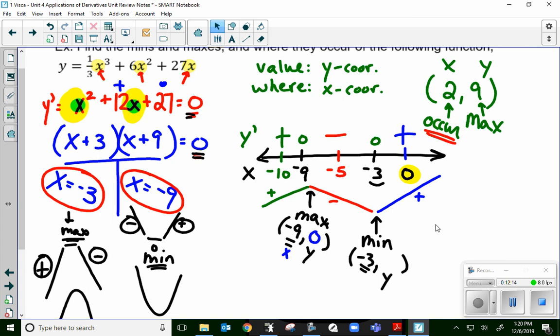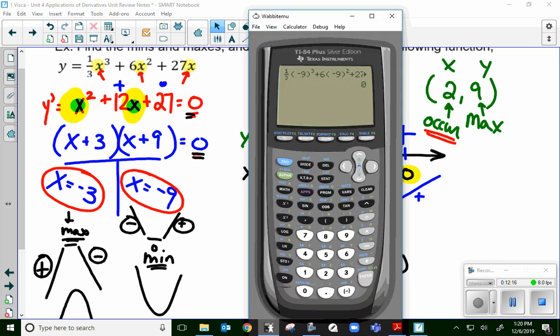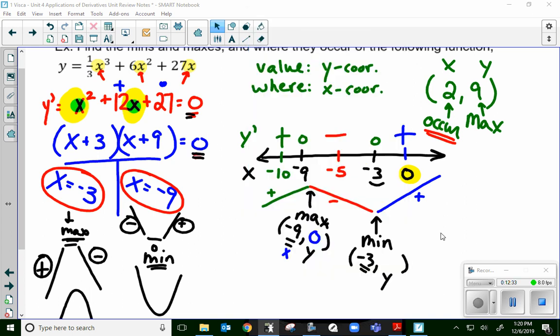Let's do the same thing for negative 3. Now, negative 3 I could probably do a little bit easier in my head, but what I'm going to do is I'm just going to go ahead and change all these negative 9s to negative 3s. And I hit enter, and I get negative 36, okay? So I know I have a minimum of negative 36 that occurs at x equals negative 3.